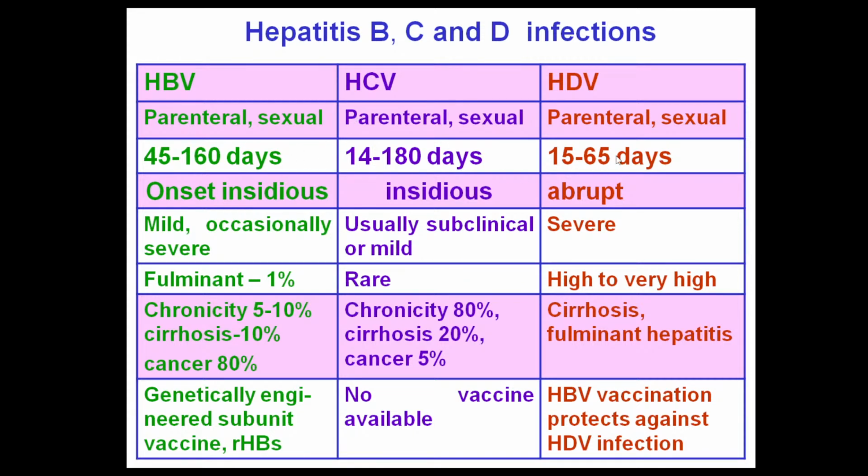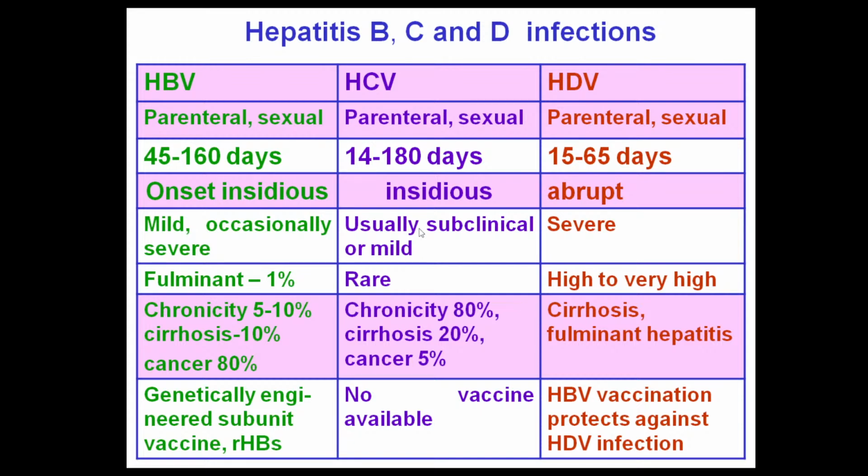And take a look at the duration of the incubation period. It is very long, from several days, 14 or 15 days for HAV, for up to several months. And usually, hepatitis B causes an insidious onset, and so does the hepatitis C virus, but hepatitis D virus causes an onset that is usually abrupt.